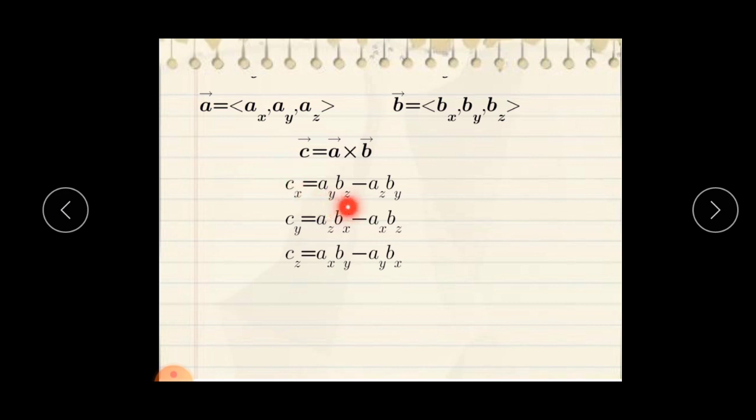To get the vector product of A and B, or the vector C, we need to use these three formulas. C sub x is equal to A sub y times B sub z minus A sub z times B sub y. C sub y is equal to A sub z times B sub x minus A sub x times B sub z. And C sub z is equal to A sub x times B sub y minus A sub y times B sub x.